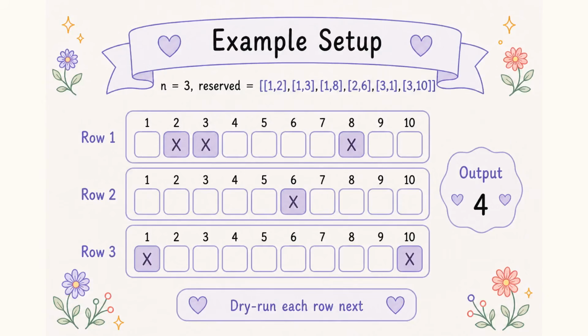Example. N equals 3. Reserved seats, row 1 seats 2, 3 and 8. Row 2 seat 6. Row 3 seats 1 and 10. The answer should be 4. Let's dry run each row.